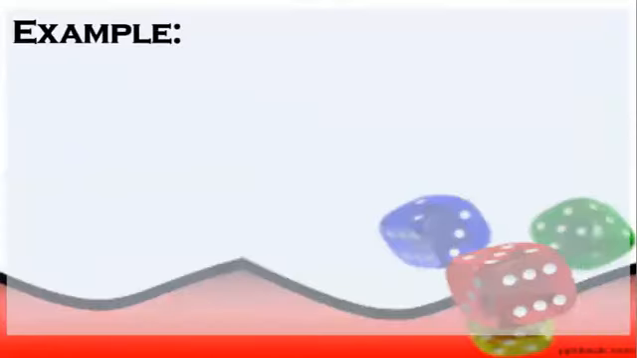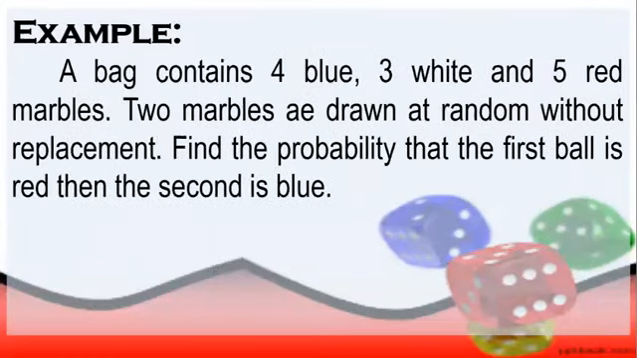And so let's have this example para mas maintindihan natin. So a bag contains 4 blue marbles, 3 white marbles, and 5 red marbles. 2 marbles are drawn at random without replacement. So ibig sabihin po, pagkabunot po ng isang bola, hindi na po siya ibabalik doon. So maapektuhan na po yung bilang ng bola natin.